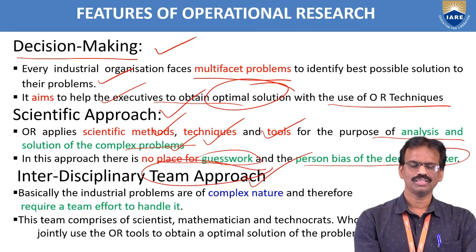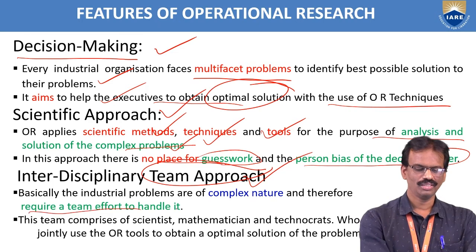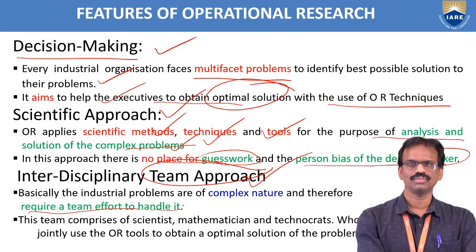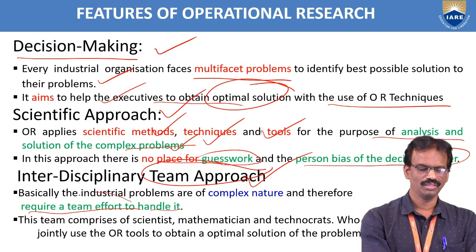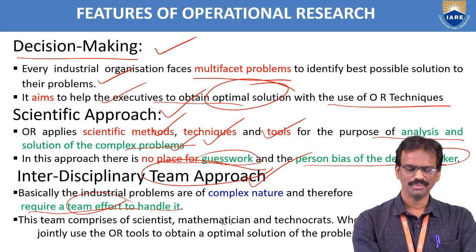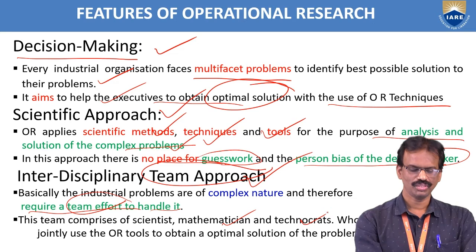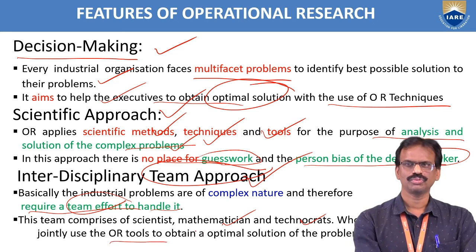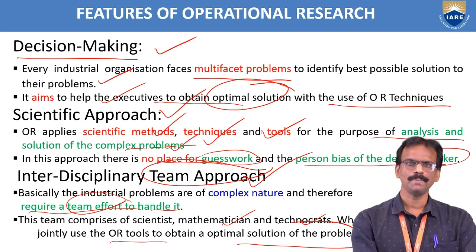Basically, industrial problems are of a complex nature, so they require a team effort to handle them. So team effort is very important. This team comprises scientists, mathematicians, or technocrats, who jointly use these OR tools to obtain the optimal solution of the problem.